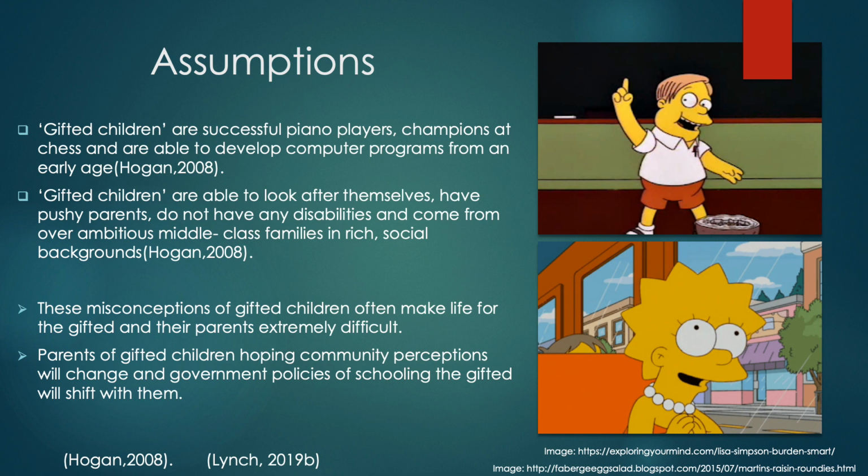Sam is defined as someone who is able to hold conversations with university professors, but often lacks his view of friendship as he is left out of peer groups and is constantly looking for his soulmate. These misconceptions of gifted children can often make life for the gifted and their parents extremely difficult, with these parents praying and hoping the community conceptions will change and government policies on schooling the gifted will shift with them.